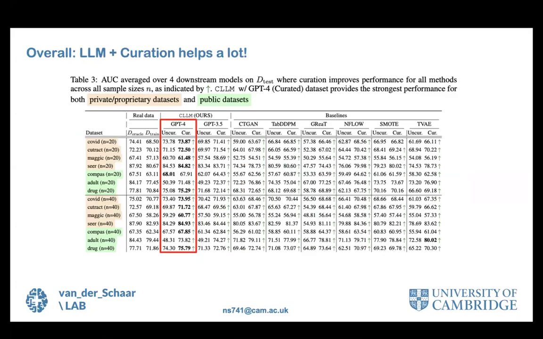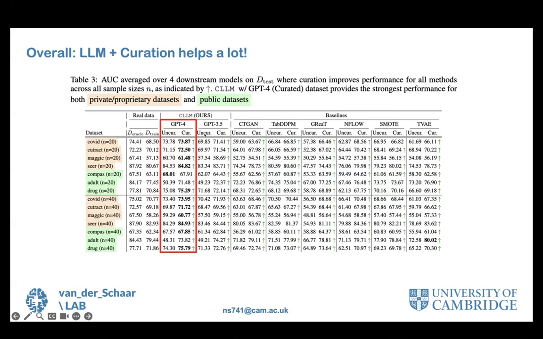LLMs plus curation really help a lot. You can see here, we baselined against various traditional generative models like your GANs, your VAEs, your tabular diffusions, your SMOTEs, your normalizing flows. We benchmarked both on public data sets, as well as private medical data sets that would have been impossible for the LLM to have seen in the first place. We wanted to make sure the LLM hadn't just memorized the data set already, as it would have been impossible for it to have had access to it.